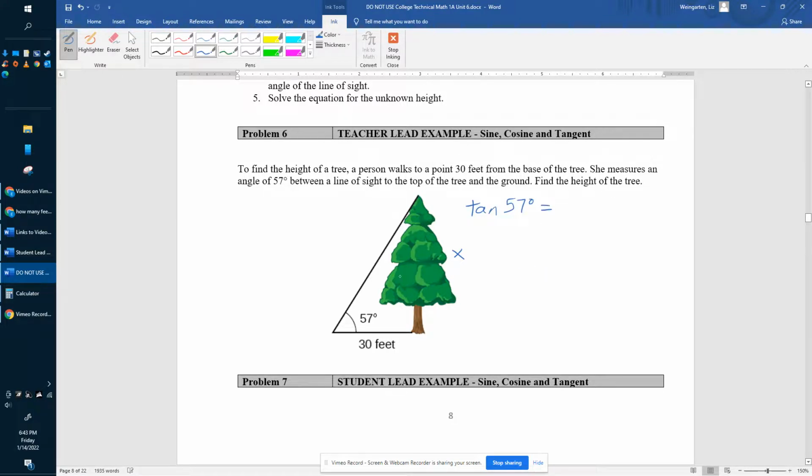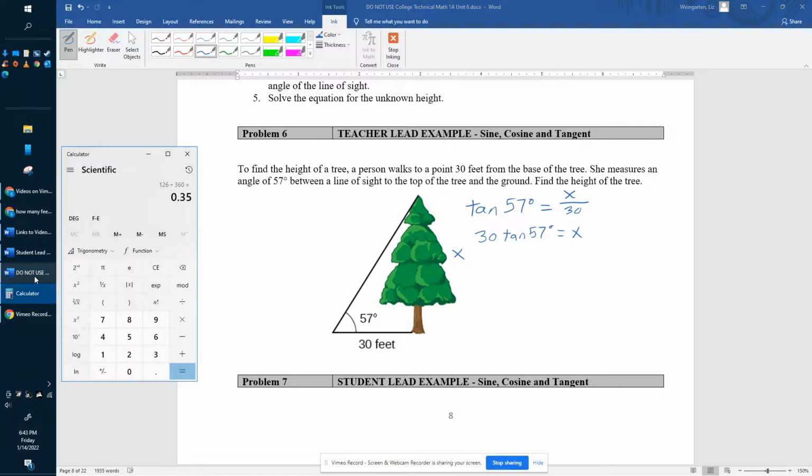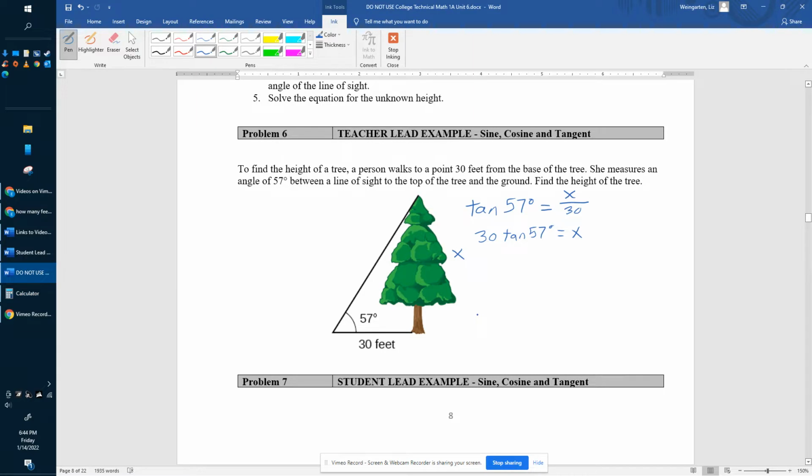So tangent of 57 is equal to opposite over adjacent. Now we simply solve for x. 30 times tangent of 57 equals x. So let's see what that is in our calculator. 57 tangent times 30, we'll just round to the nearest tenth. We get 46.2. 46.2 feet.